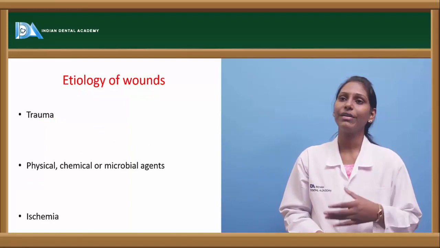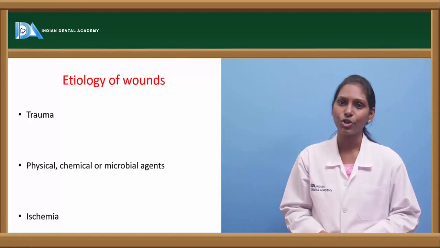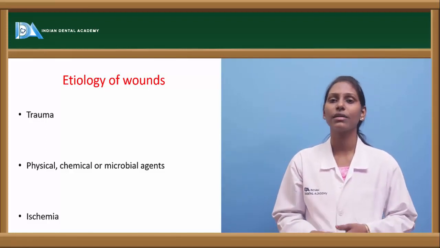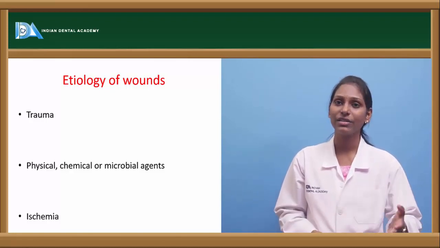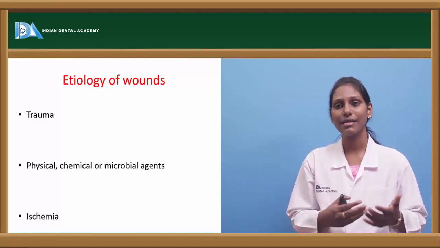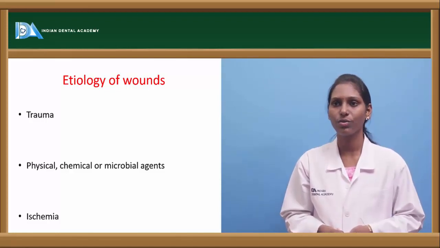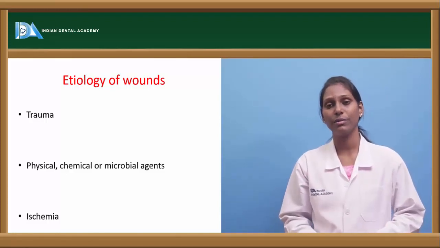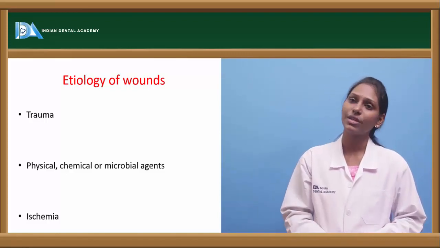So we have various etiologies for wounds, as we all know. The most common etiological factor is trauma, where traumatic injuries are very common, and other agents like physical agents such as radiation injuries, heat injuries, and electrical injuries like shock wounds. Then chemical agents such as acids or any caustic agents can cause wounds. We also have microbial agents such as fungal and bacterial infections, which can sometimes cause open wounds. These are the various types of agents which can cause wounds.